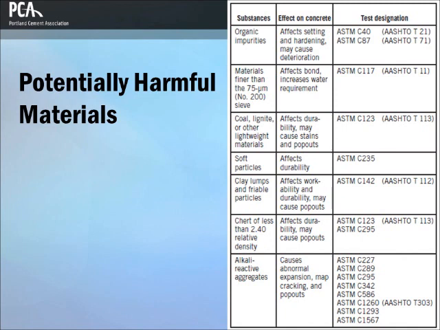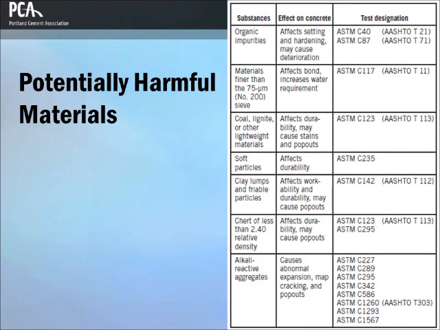Aggregates are potentially harmful if they contain compounds known to react chemically with Portland cement paste and produce any of the following. 1. Significant volume changes of the paste, aggregates, or both. 2. Interfere with the normal hydration of cement. And 3. Otherwise harmful byproducts.